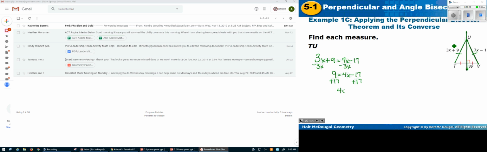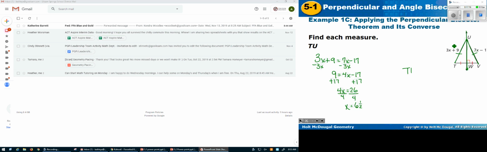And that gives us 4x equals 26. And then divide by 4. And what does that give us for x? Very good. 6 1/2. Be careful with the directions though. You want to plug that back in and solve for TU.